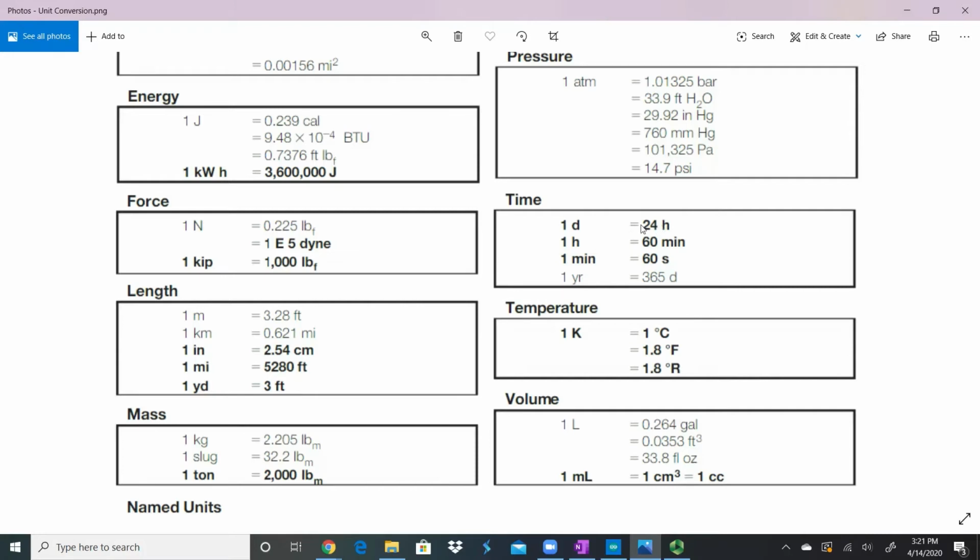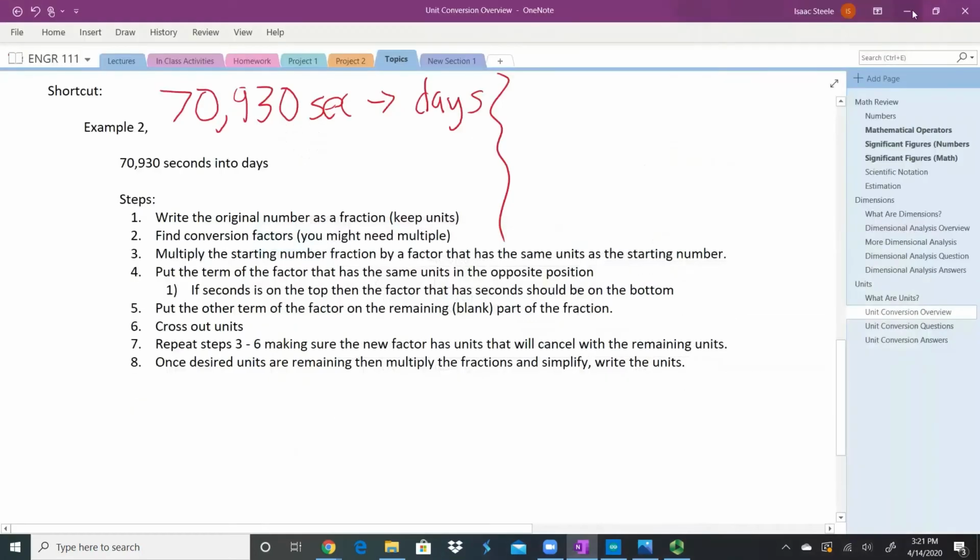So 1 day is defined as 24 hours. 1 hour is 60 minutes. 1 minute is 60 seconds. But 1 year isn't exactly 365 days. It's a little bit different than that. And so it's important to know whether something is exact or not. I'm going to write these down.